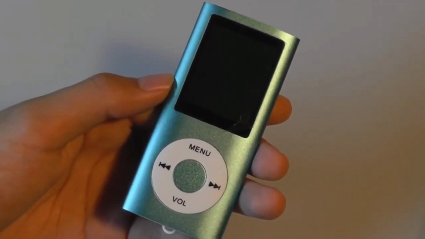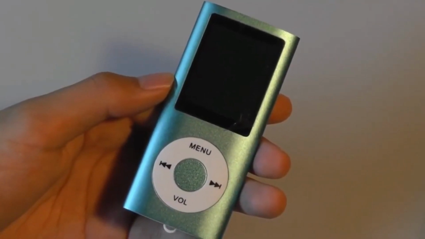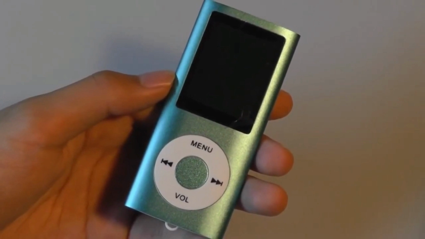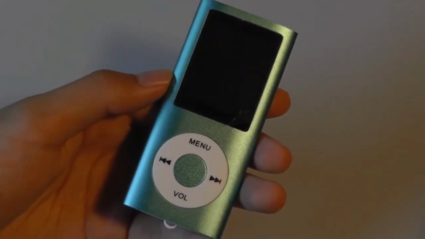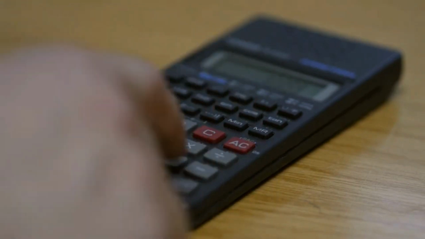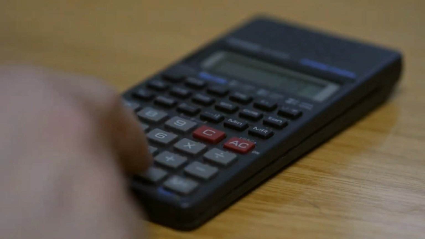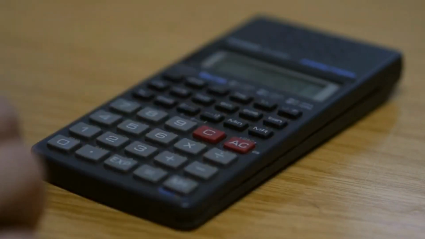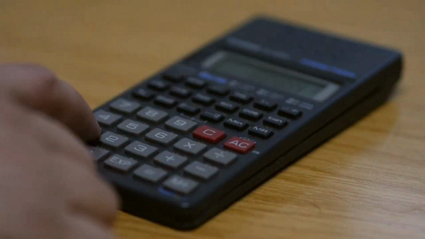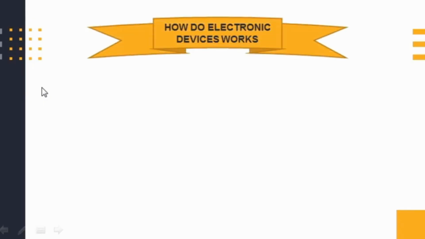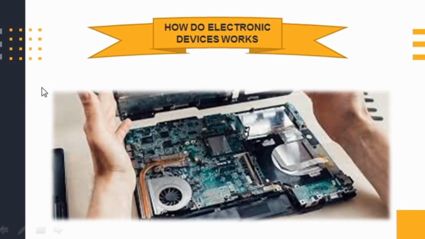So what is the behavior of the MP3 player? We can play music, we can stop the music, we can forward, or we can record, and we can go backward too. Next, let's take the calculator. What is the behavior of the calculator? We can perform arithmetic operations like addition, subtraction, division, multiplication, and so on. That's the behavior of the calculator.